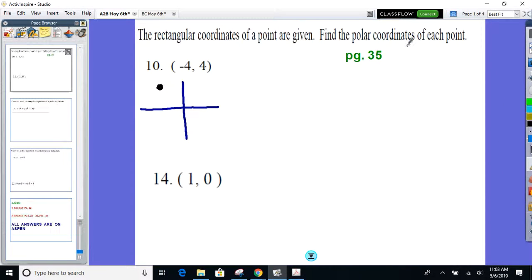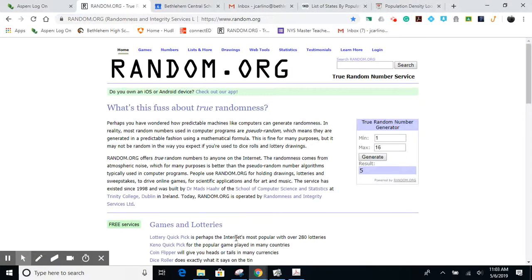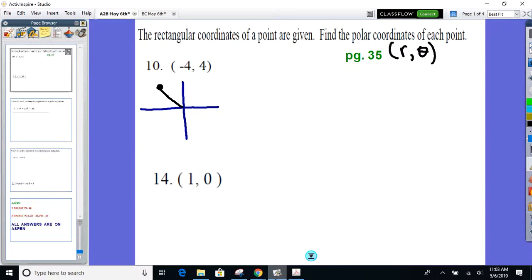If it's going to be a polar coordinate, you need an R value and a theta value at the end. R value, that's the distance from the center to that point. So draw an arrow or draw a line to it. How do I find that distance? What did we do in class?